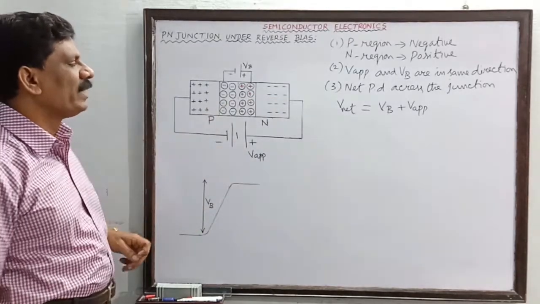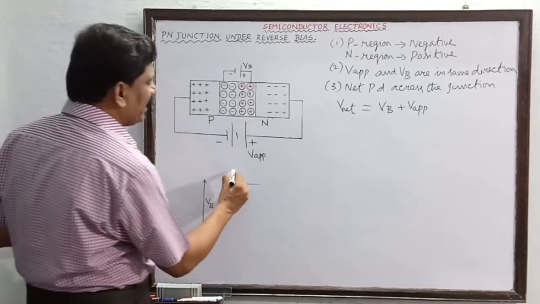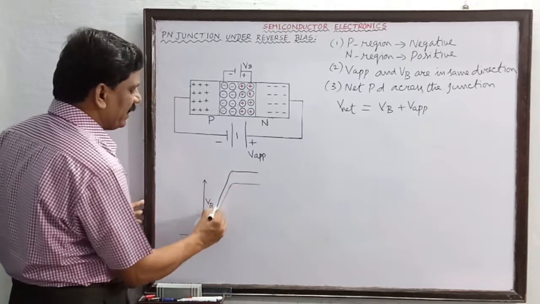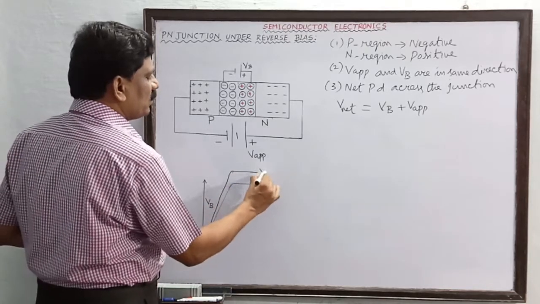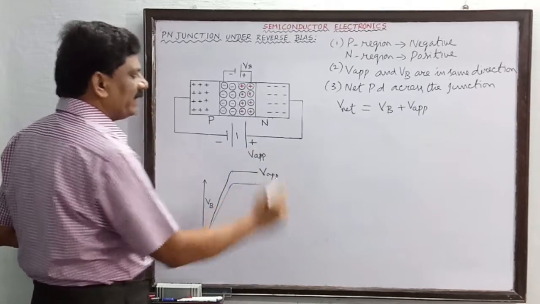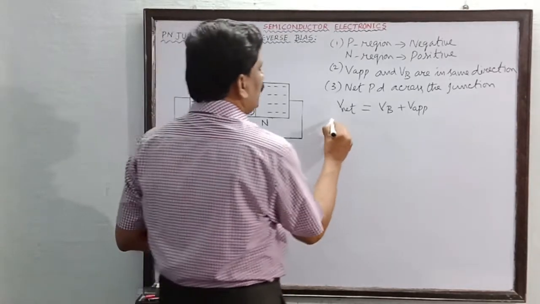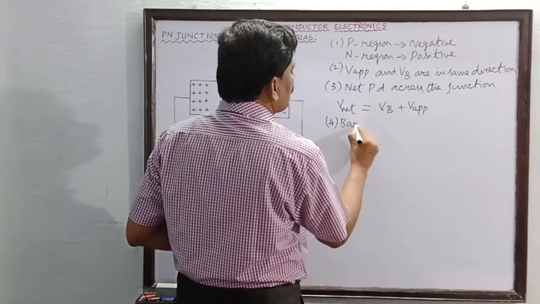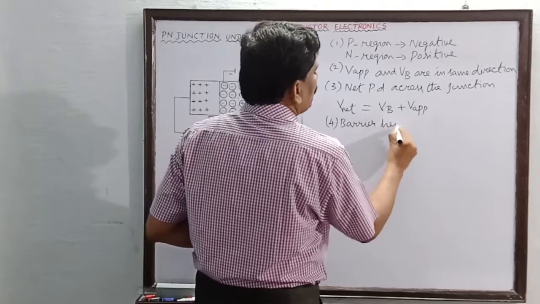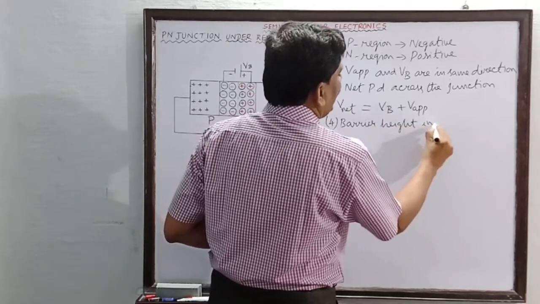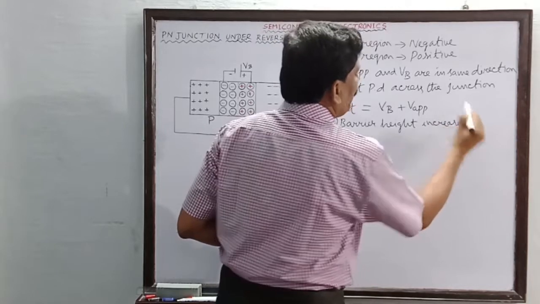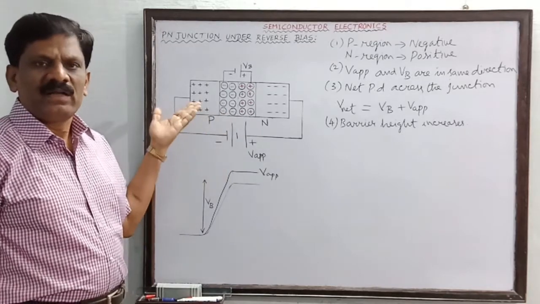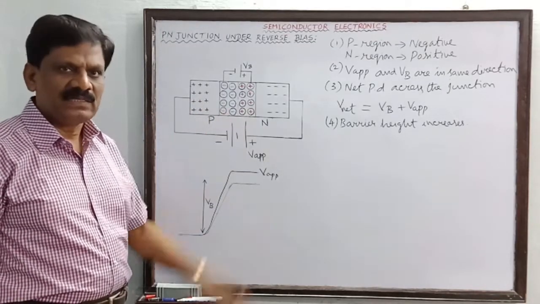Suppose you apply an additional voltage, what will happen to the barrier height? You will see here the barrier height increases. The barrier height will increase like this. So this one is V applied, after applying an external voltage. As a result of this, the barrier height increases. When the barrier height increases, what will happen to the width of the barrier? Will this width reduce or increase? It will increase. Okay, students.